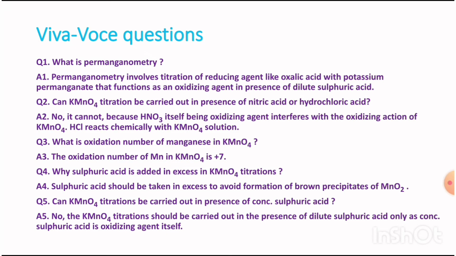What is the oxidation number of manganese in KMnO4? Answer is, the oxidation number of manganese in KMnO4 is +7. Fourth question, why is sulfuric acid added in excess in KMnO4 titration? Answer is, sulfuric acid should be taken in excess to avoid formation of brown precipitates of MnO2.